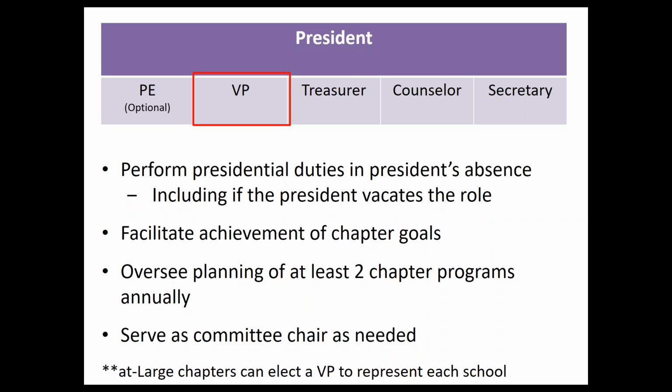The vice president is also tasked, according to the bylaws, with overseeing the planning of at least 2 chapter events or programs each year. That is a bylaws requirement. They often will serve as a committee chair as needed. And although it's not required, there are at-large chapters who decide to have a vice president for each school because then they can make sure that the programs and events that are planned meet the needs of all of their members at each location.